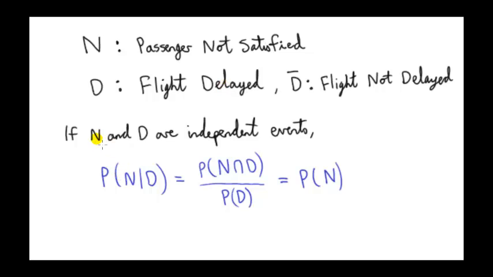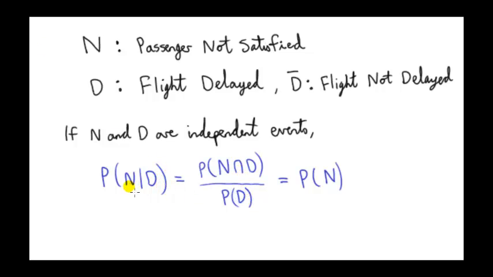Now let's imagine that both of these events are independent. So let's look at the probability that a customer is not satisfied given that the flight was delayed. Well, we can use our conditional probability formula here. So we know what to do. We just get the probability of the intersection of these two events. That's the probability of a passenger not being satisfied and the flight being delayed. And we divide by the probability of the event that's conditioned on. So D is the event that's conditioned on, and that appears in the denominator. So that's just a formula for conditional probability.